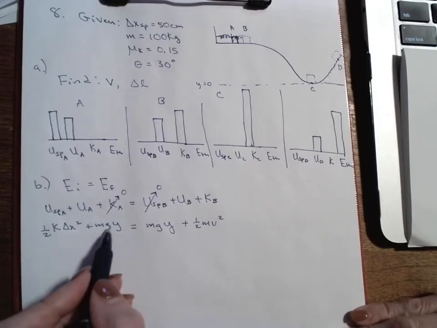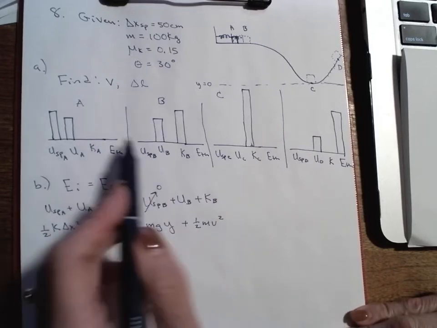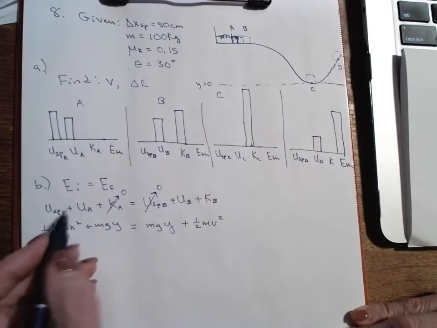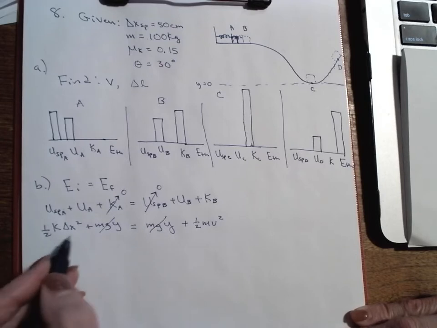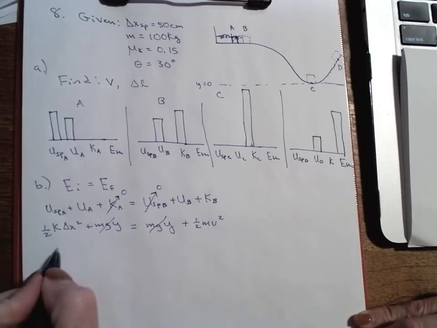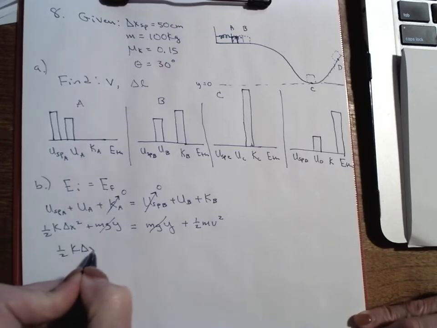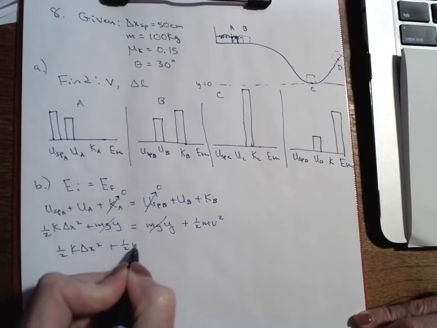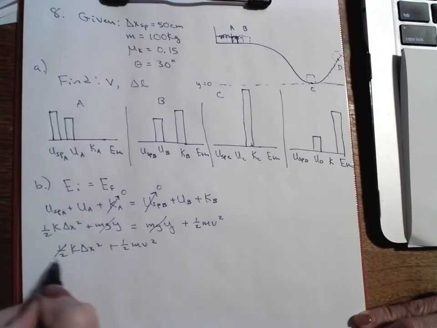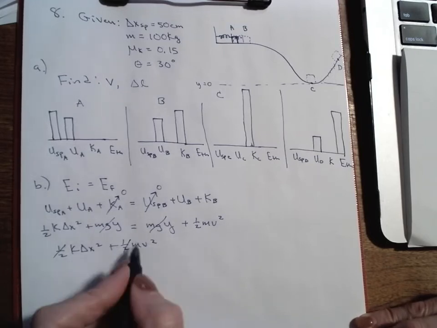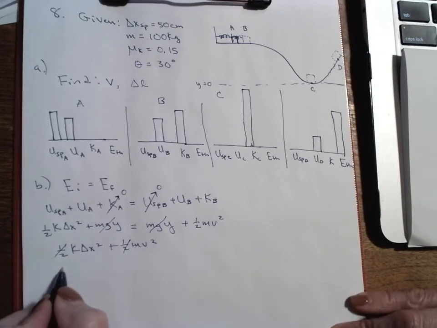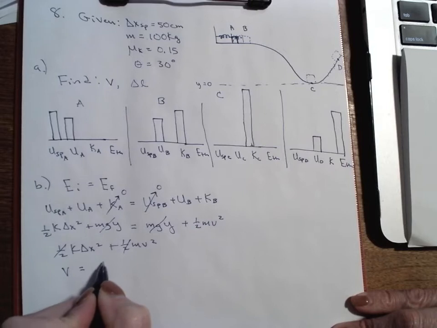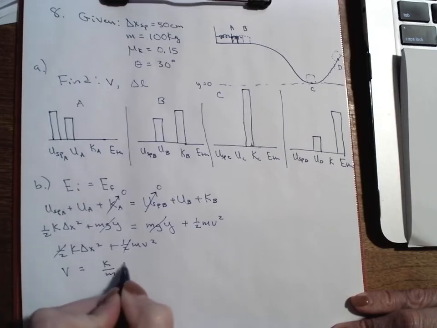Okay, and so looking at this, my potential energy here did not change. So I have this on both sides, so I can cross them both out. So what I'm left with is 1/2 k delta x squared equals 1/2 mv squared. So I can cancel my halves, and I'm solving for the velocity. So I'm going to divide both sides by m. So I'm going to have velocity is equal to the square root of k over m times delta x squared.